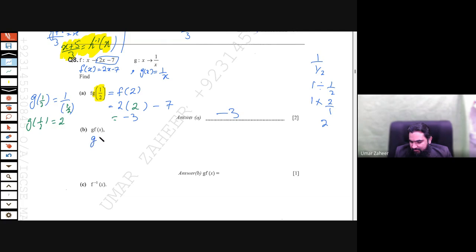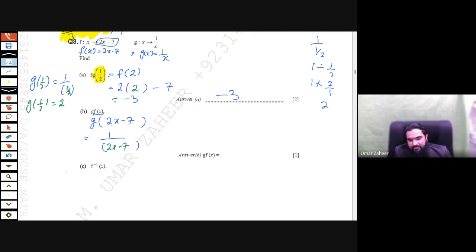As it is, in place of f of x, we will substitute the value. f of x is equal to 2x minus 7. The g function is 1 divided by x. In place of x, we substitute 2x minus 7.